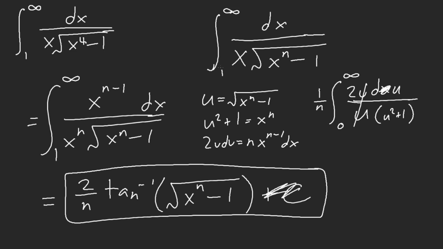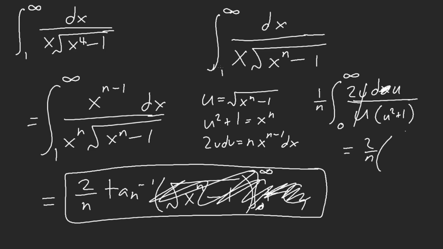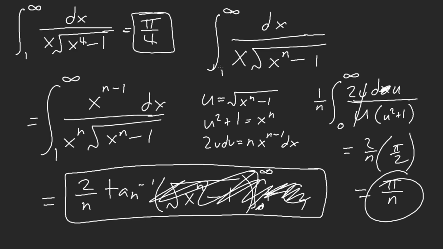Oh, I don't know why there's a plus C. I have bounds, so this would have been 0 to infinity. If we actually evaluate this, 2 over n times pi over 2 would be pi over n. Would you look at that? So originally, how I had it, the answer was indeed pi over 4.